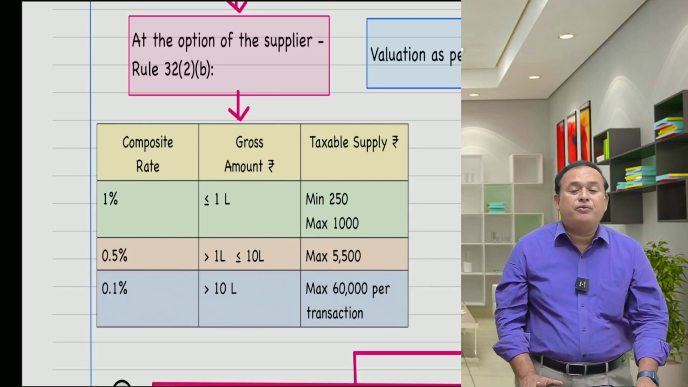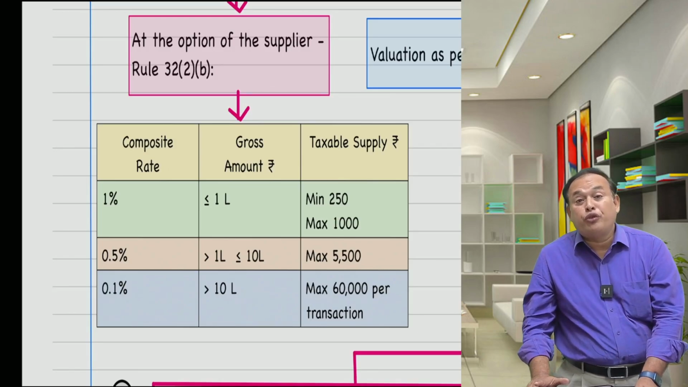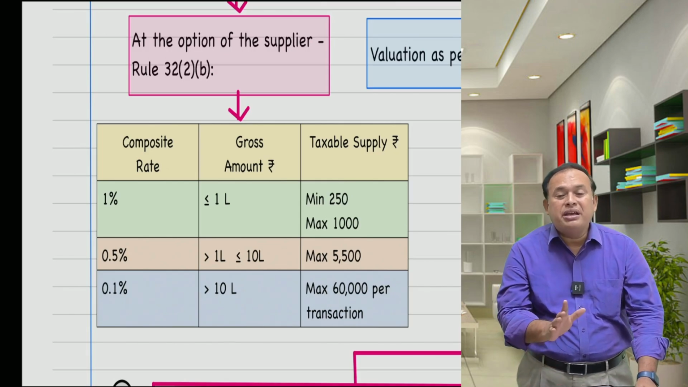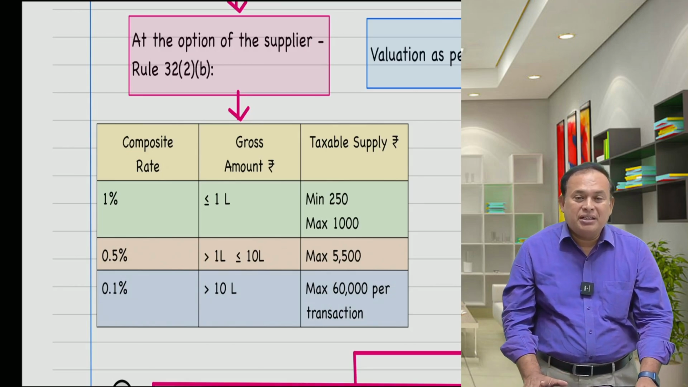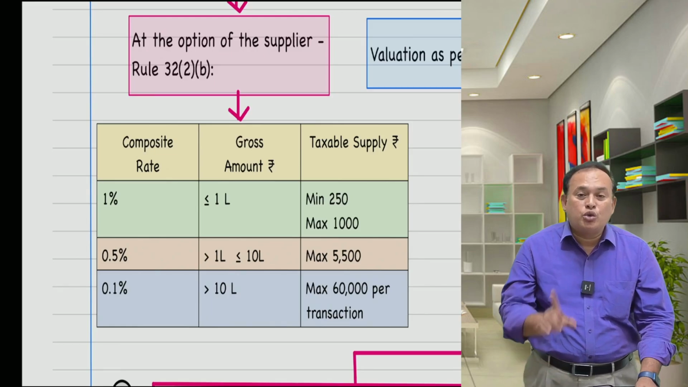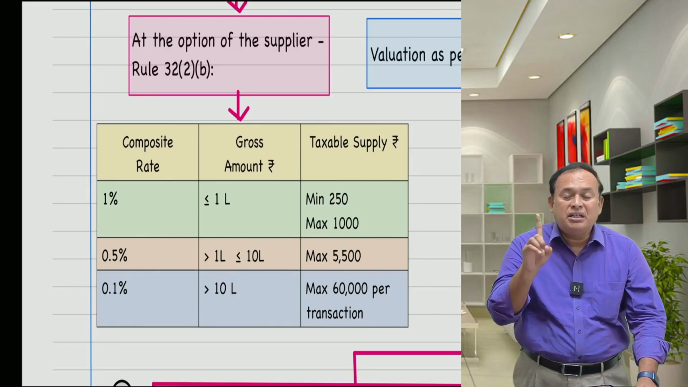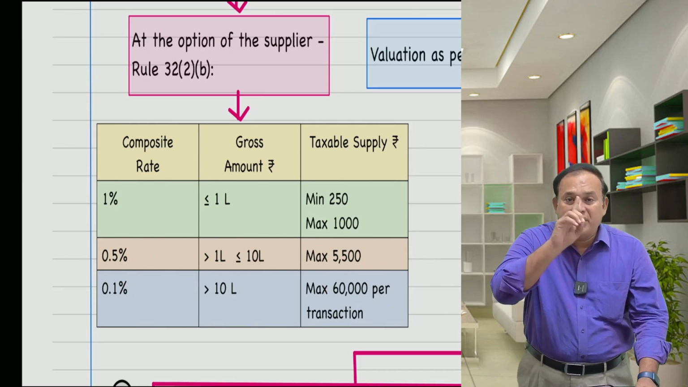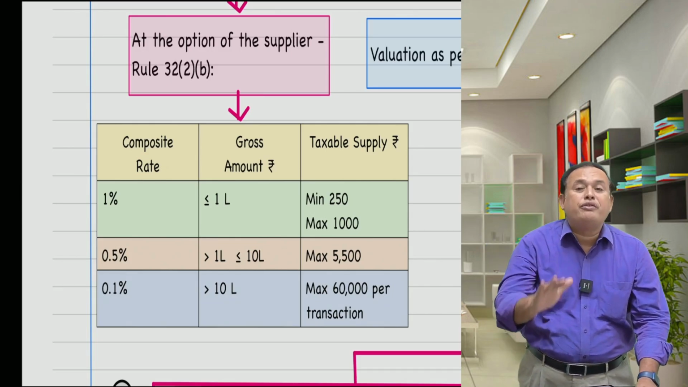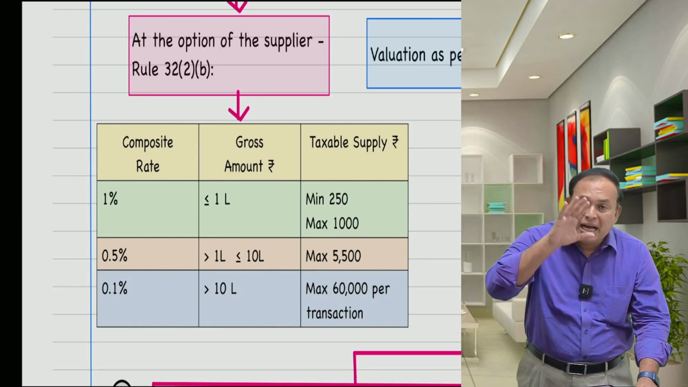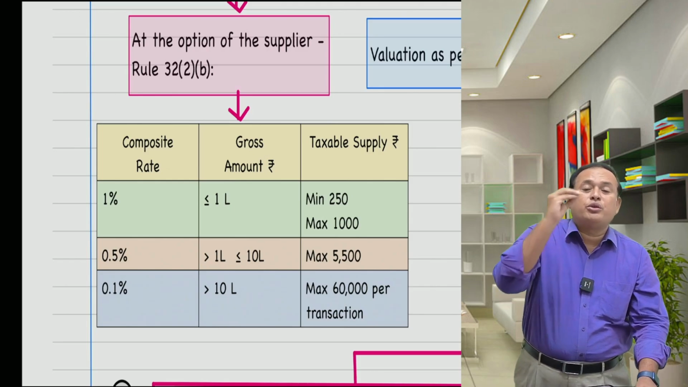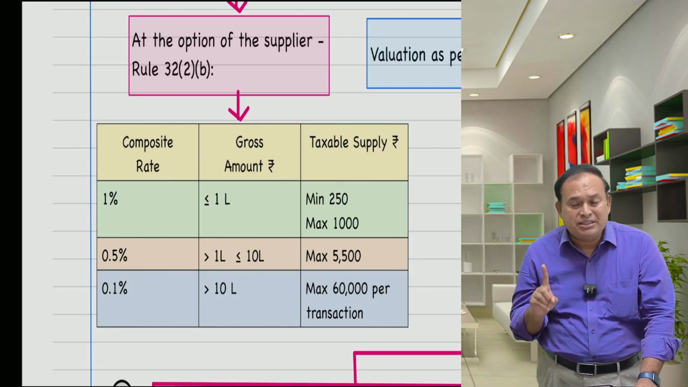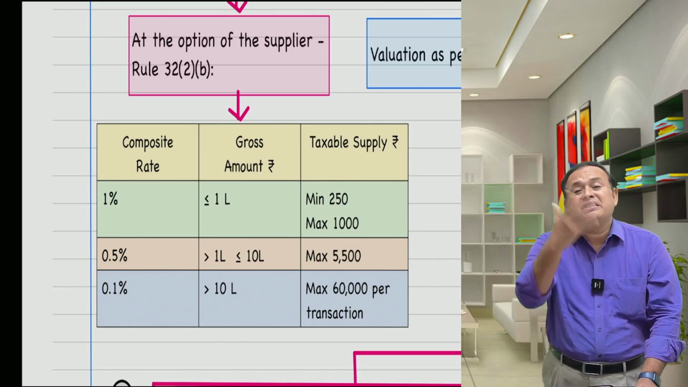Such 1% of 1 lakh value or rupees 250, whichever is higher, is required, because the minimum here is 250. That's fine. So 250 rupees or 1% of the 1 lakh, whichever is higher. If 1% of the actual exchange amount falls below 250 rupees per transaction, in that case the valuation is rupees 250. That's why I said 1% of the 1 lakh rupees of actual exchange amount or rupees 250, whichever is higher.